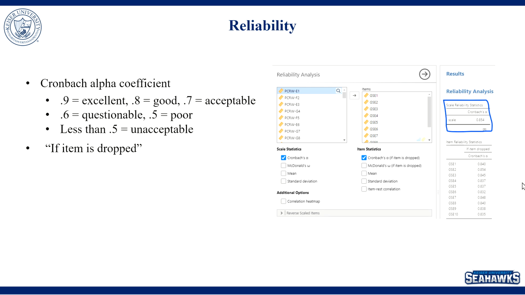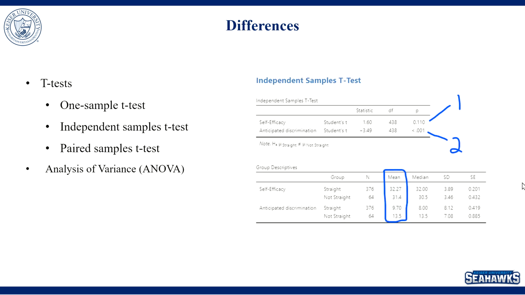In order to be in the area of an acceptable score, it should be 0.7 or higher. 0.8 or higher is good, 0.9 or higher is excellent. If it's near 0.5, it's poor. If it's in the 0.6 area, it's questionable. But if it's less than 0.5, that's considered unacceptable.